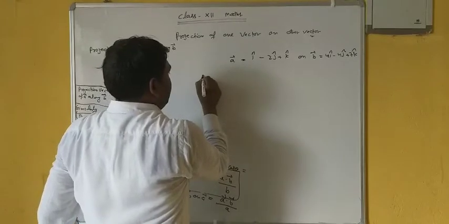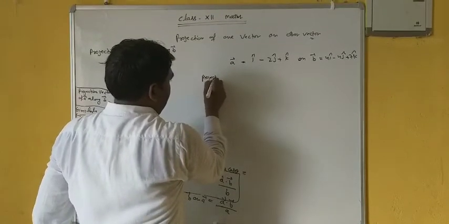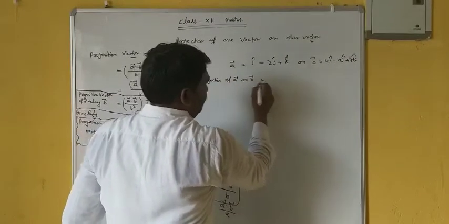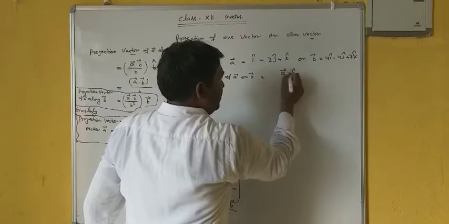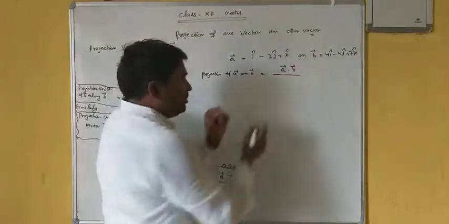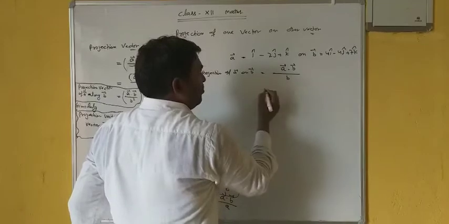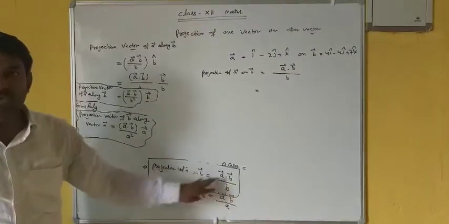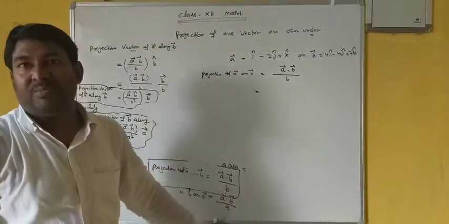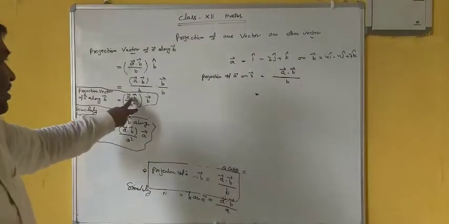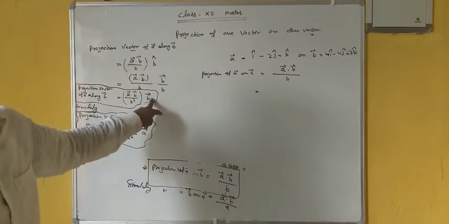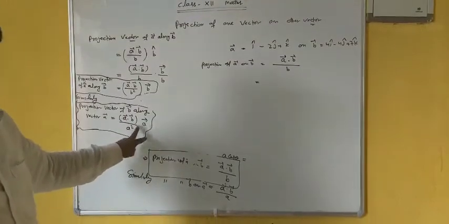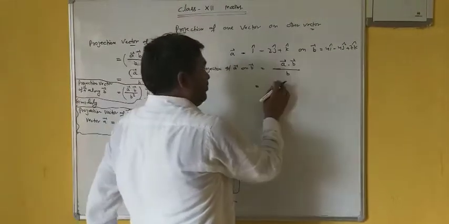So projection of vector A on vector B is equal to vector A dot vector B divided by the modulus of that vector B. Simple formula, as we have written here. For projection of A on B, it means A dot B upon B. Projection of B on A is A dot B upon A. Projection vector of A on B is A dot B upon B square, into vector B. Projection vector of B on A is A dot B upon A square, into vector A. So by using this formula, what can we write?